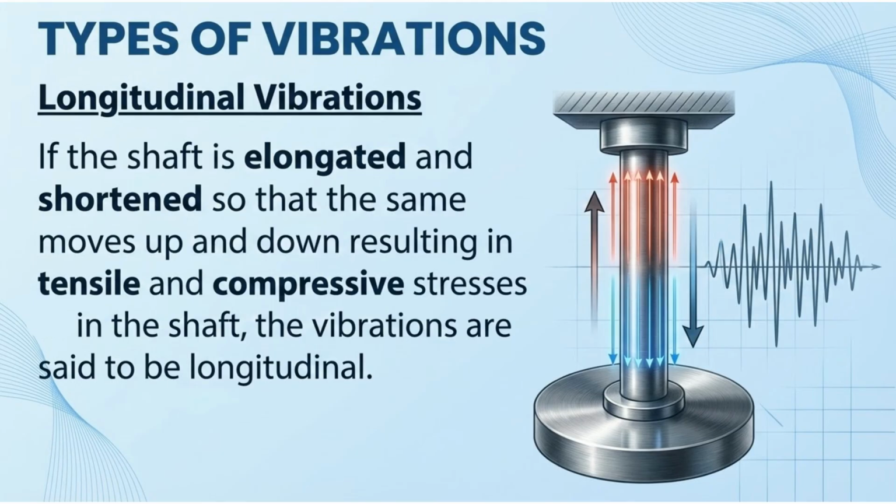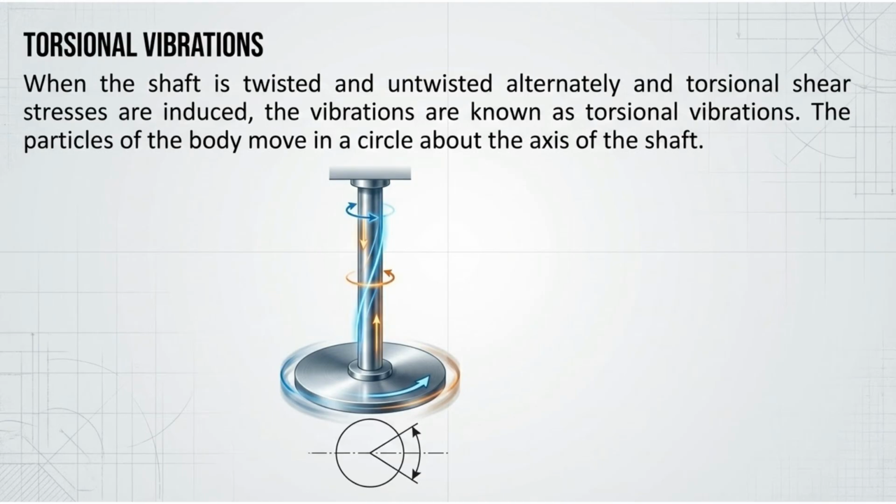Types of vibrations also include longitudinal vibrations. This is when a shaft elongates and shortens, moving up and down, resulting in tensile and compressive stresses within the shaft. Torsional vibrations occur when a shaft twists and untwists alternately, inducing torsional shear stresses. The particles of the body move in a circle around the shaft's axis.